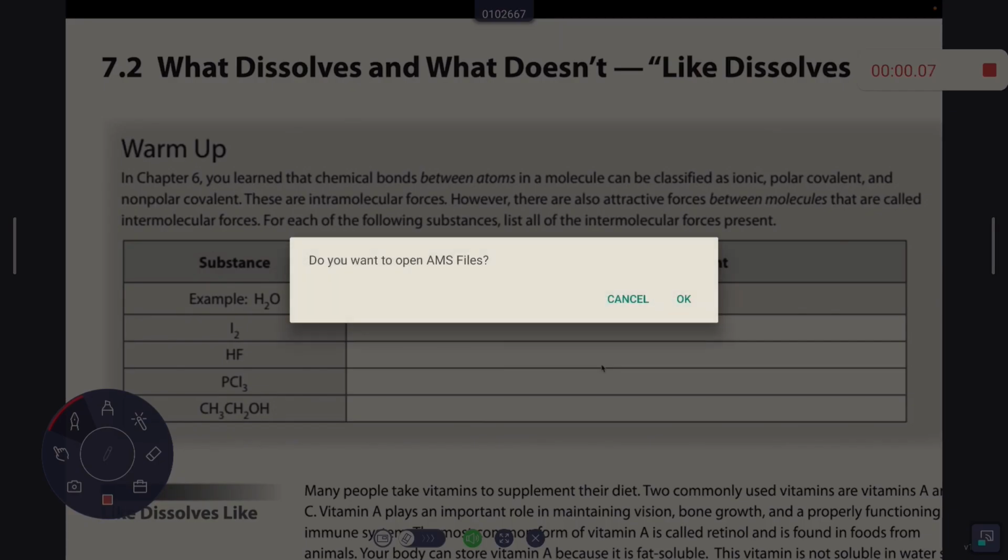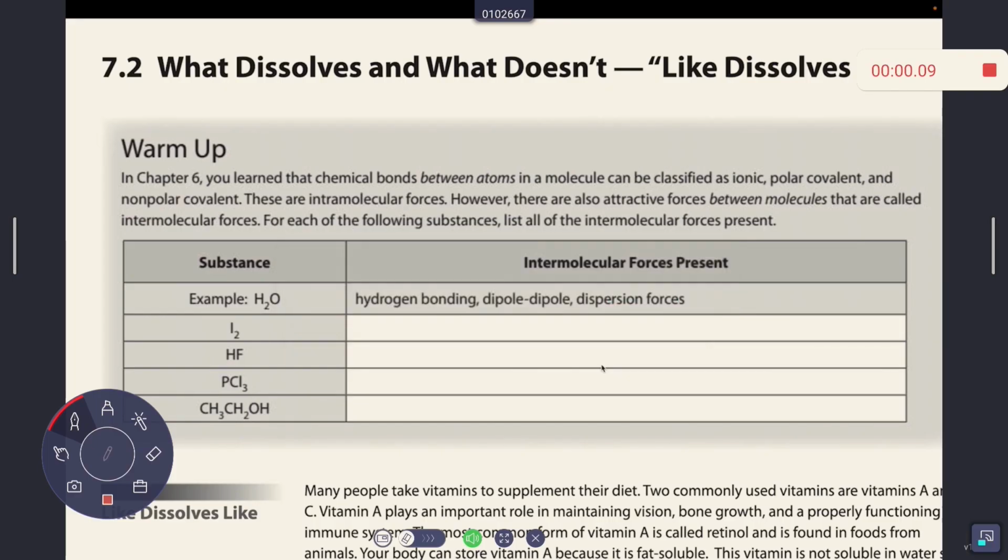So I'm going to go over each. No, I don't want to open that. I'm going to go over each one of these with you. So let's take a look at I2.